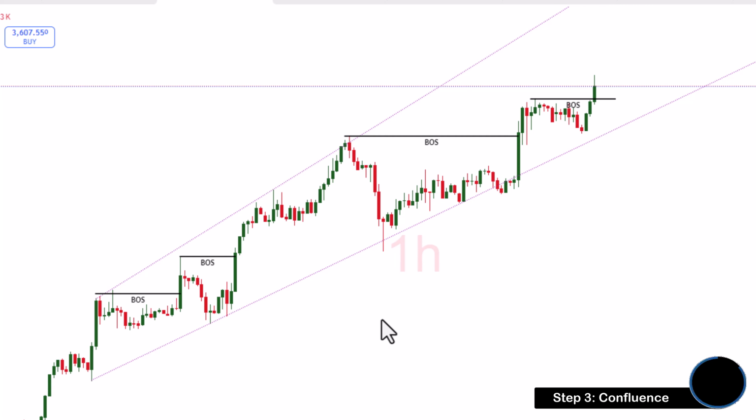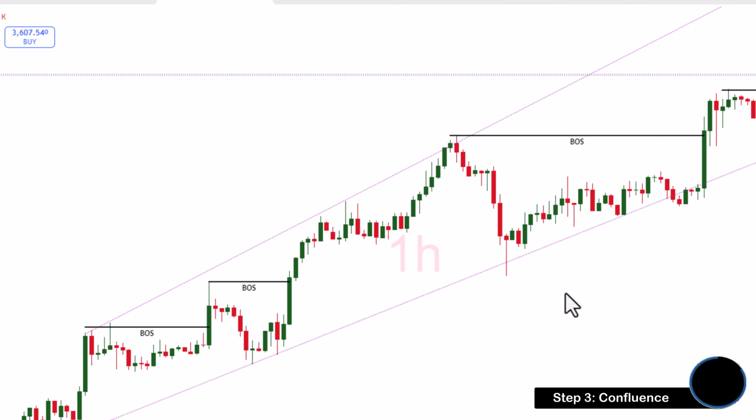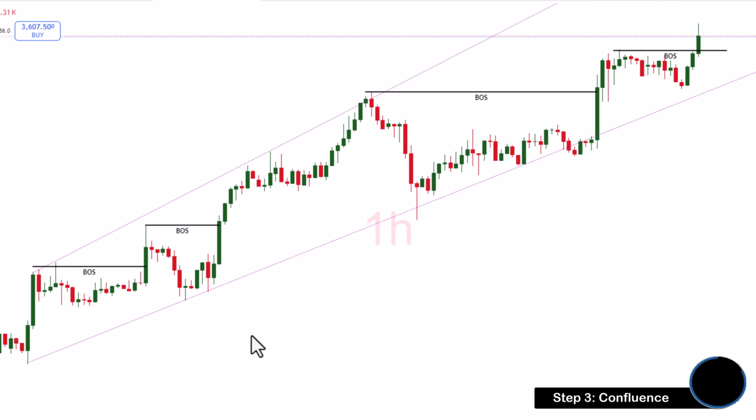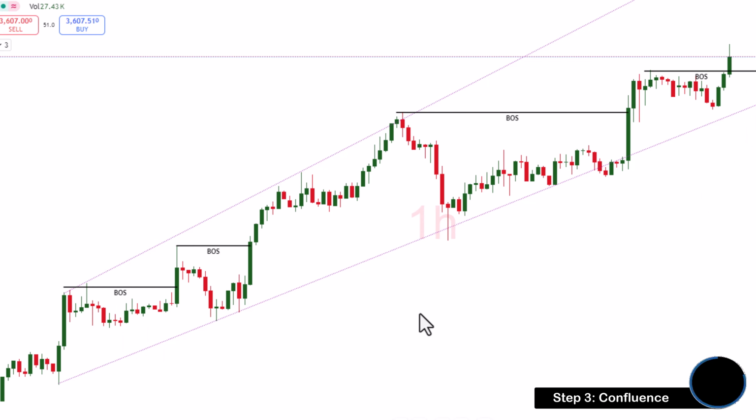So this time around, the only thing we need to do is just search for those levels. After every BOS, there is an order block left behind. So we start from the bottom all the way up to this high right here. You can see that price is just shooting all the way up. So let's start from this zone right here.